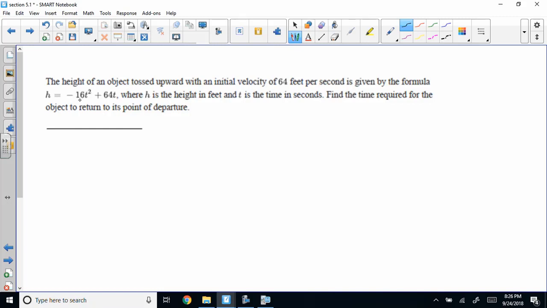All right. The height of an object tossed upward with an initial velocity of 64 feet per second is given by the equation h equals -16t squared plus 64t, where h is the height in feet and t is the time in seconds. Find the time required for the object to return to the point of departure, meaning find the time that it takes to hit the ground. In theory, the time it takes to go up equals the time it takes to go down, right? Does that make sense? So there's two ways to think about this. That's ground.